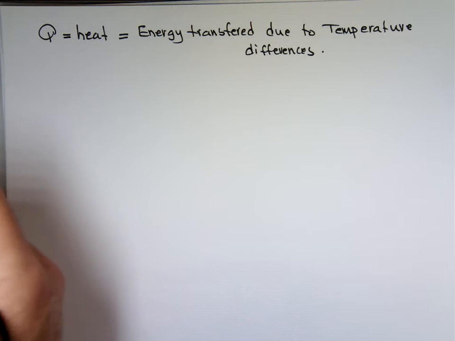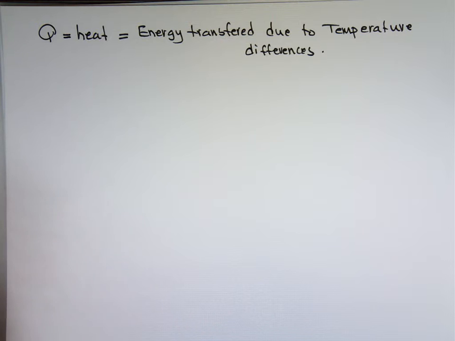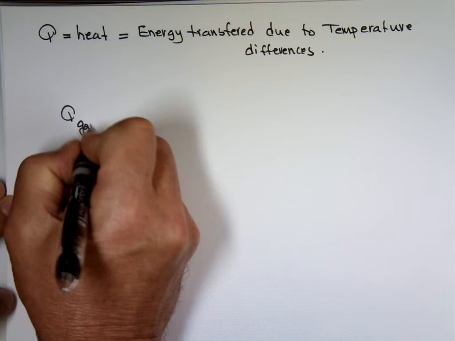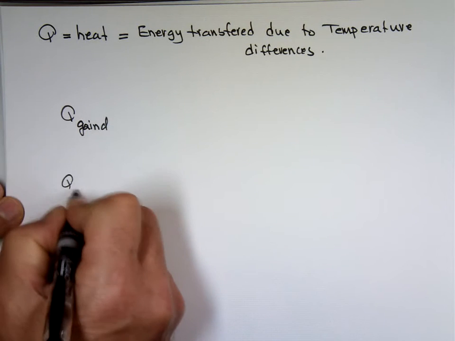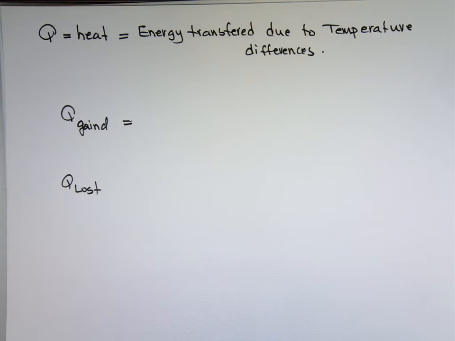And Q can either be gained or lost. And before we get to that, let's talk about something called specific heat. So Q can be either gained or lost. How do you gain heat? When do you gain heat?